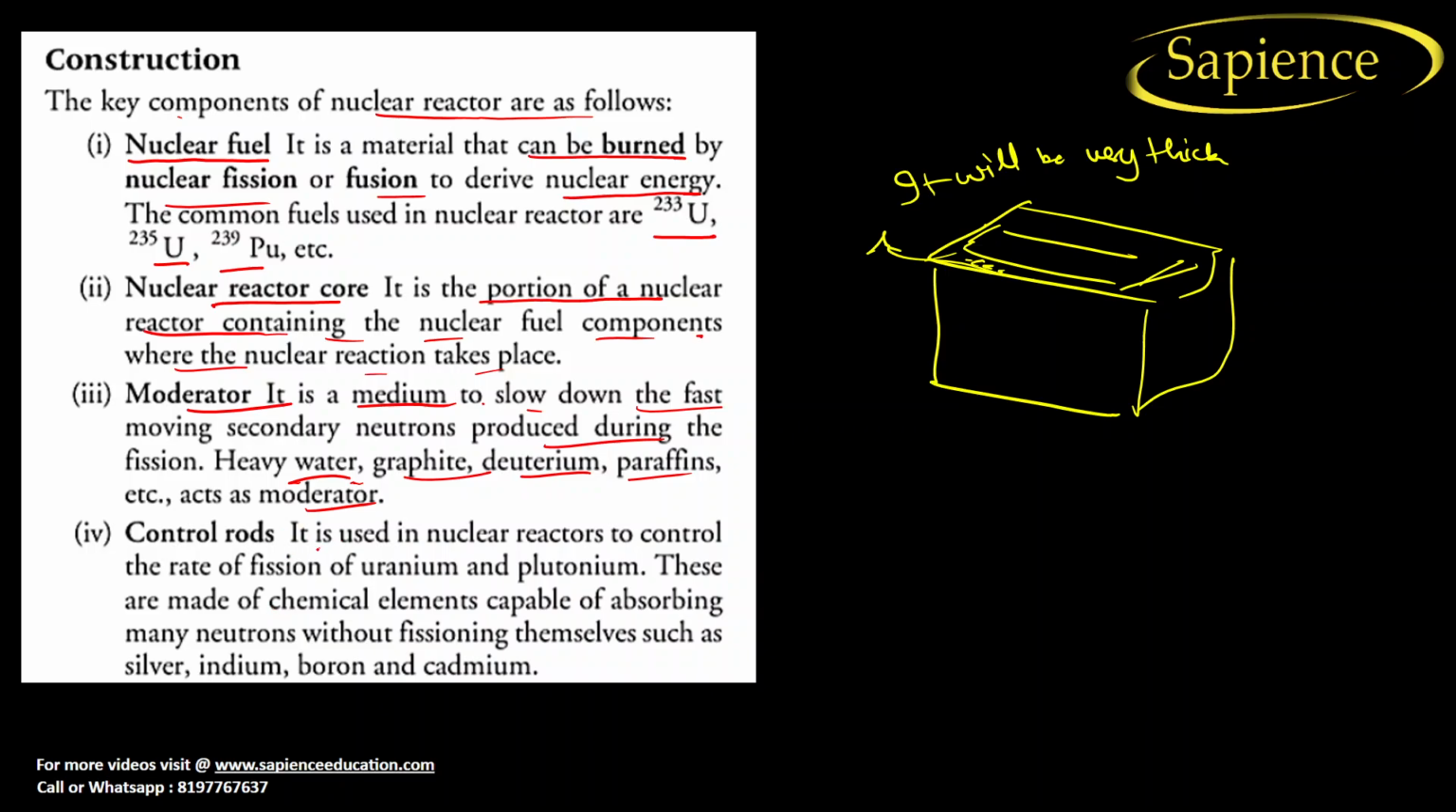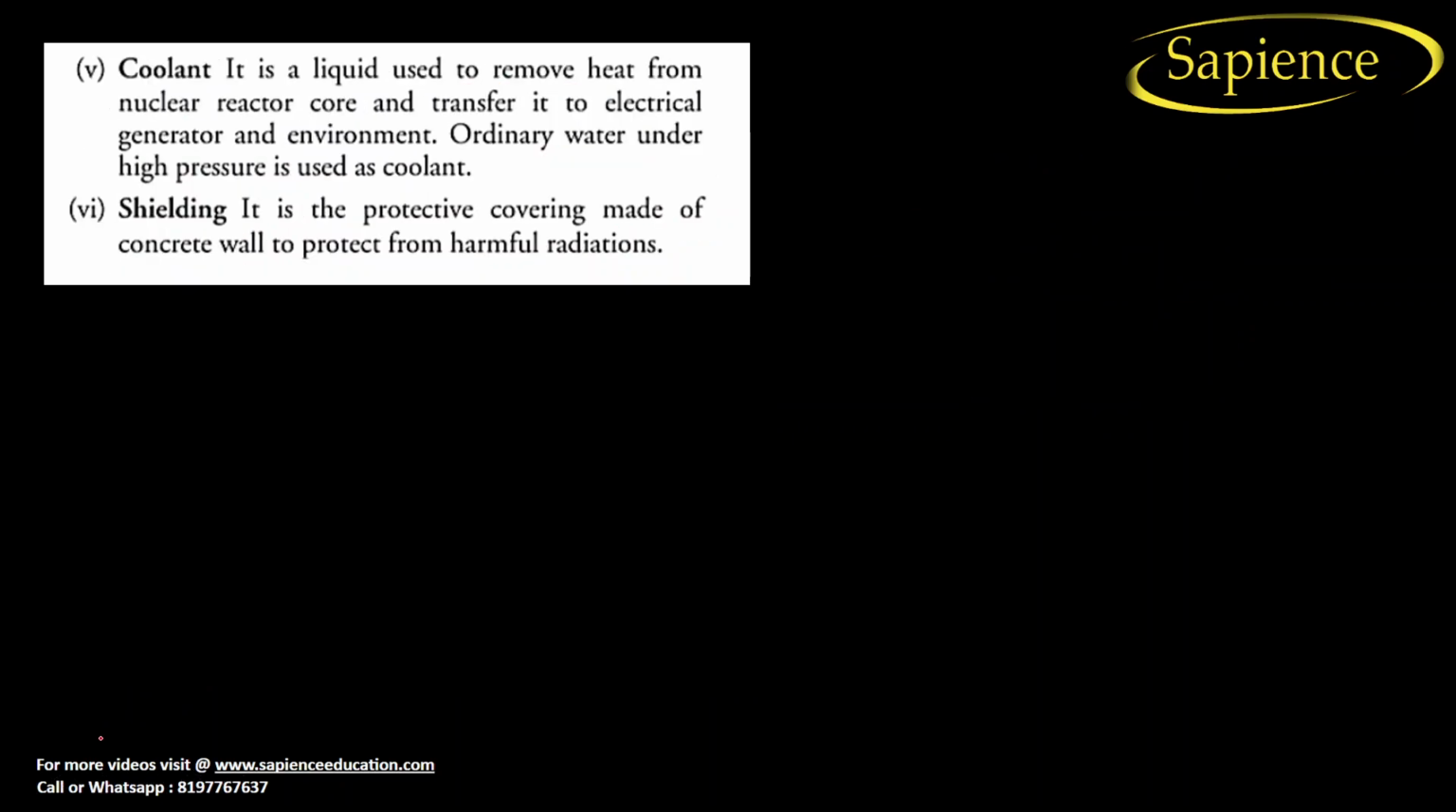Now the control rod is used in a nuclear reactor to control the rate of fission of uranium and plutonium. These are made up of chemical elements capable of absorbing many neutrons without fissioning themselves, such as silver, indium, boron, cadmium. So boron and cadmium are the most commonly used control rods. So I hope you have understood this.